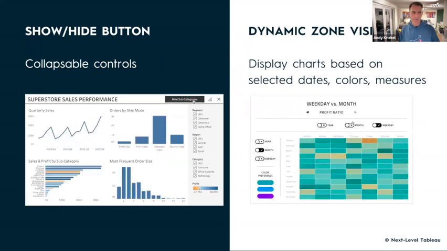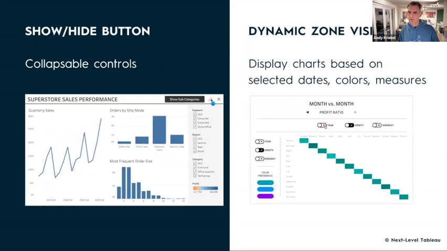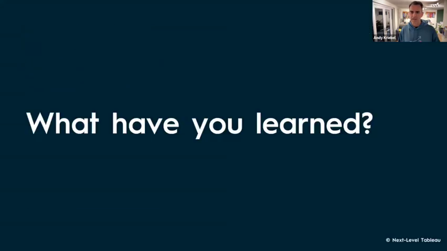Okay, so just to recap, collapsible controls is one example, and on the dynamic zone visibility, it's displaying charts.